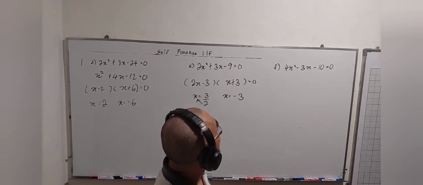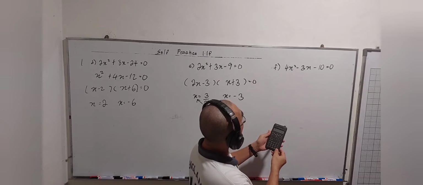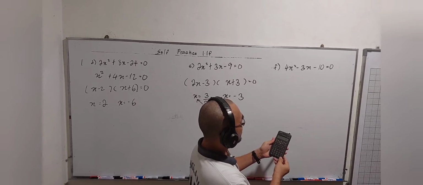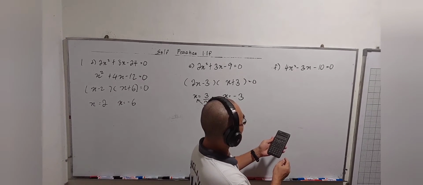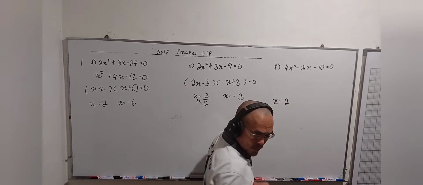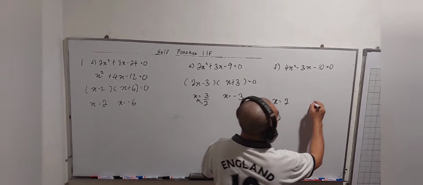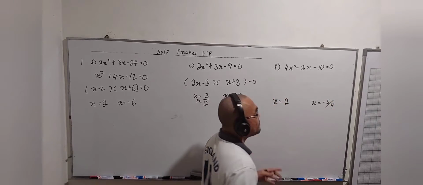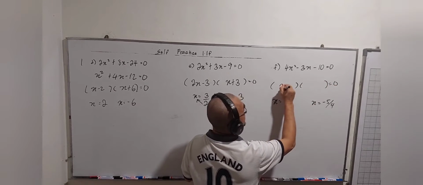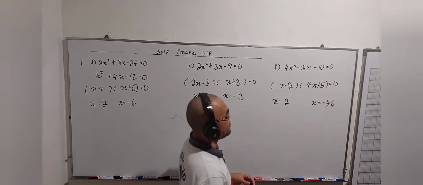Going to question F, just press calculator. That is, A is 4, B is negative 3, and C is negative 10. So the first value will be 2, the other is negative 1.25. So x equals 2. And then here you press Shift ABC, then you will get negative 5 over 4. The factorization should come before it. Okay, right. So here will be x minus 2, and here will be 4x plus 5.